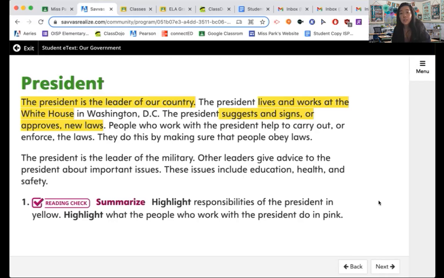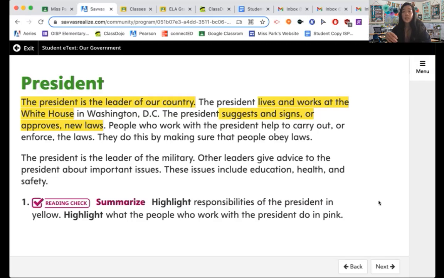For example, the president wouldn't sign a law that says everybody can drive their car even through a red light. No, he would never sign a law like that because that would be very dangerous and that would not make people safe. Now, the next one says in your book on page 81, circle what the people who work with the president do. Now, if you're online, you're going to be highlighting this in pink. If you're in your book, you're going to be circling it, okay?